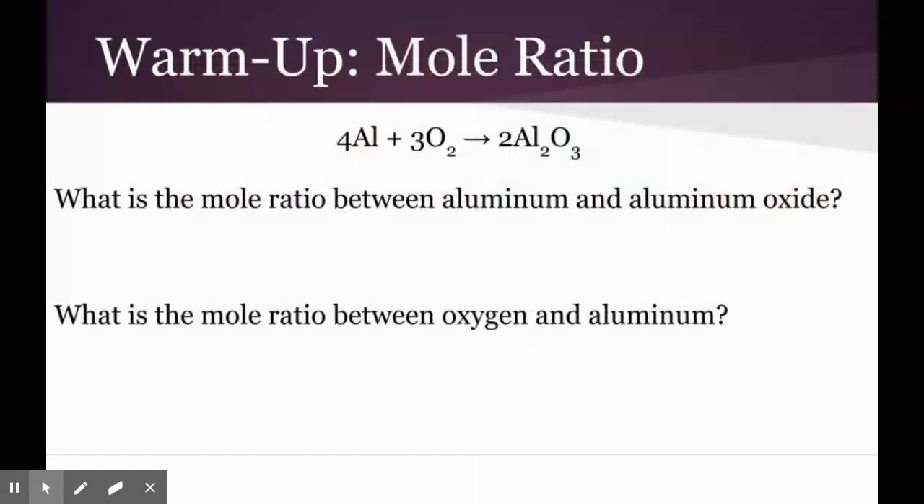Before we get started with today's lesson, we want to do a quick refresher of what the mole ratio is. So go ahead and pause this video and do the warm-up, and then come back for the answers.